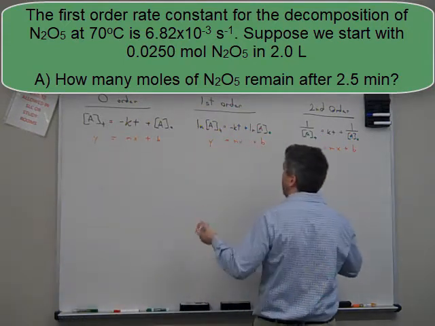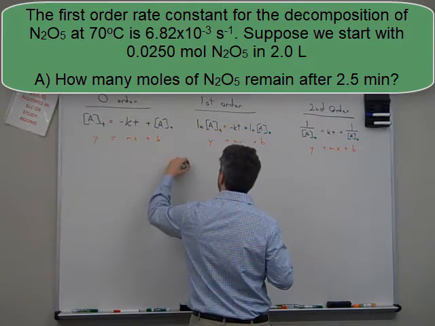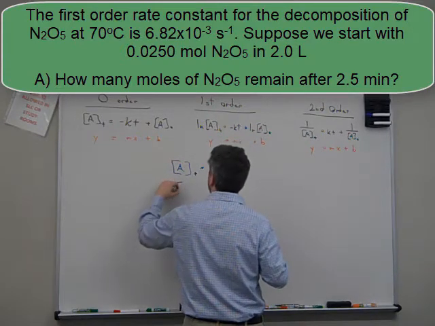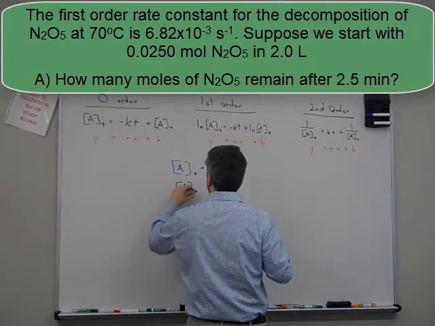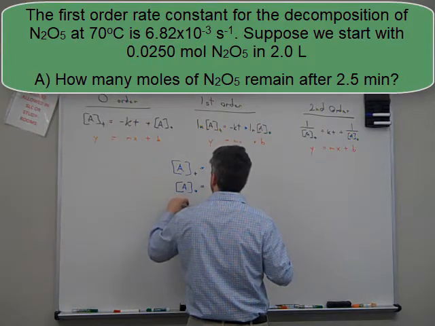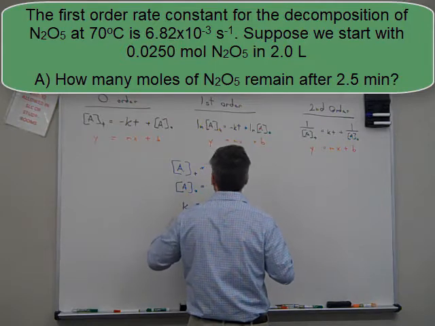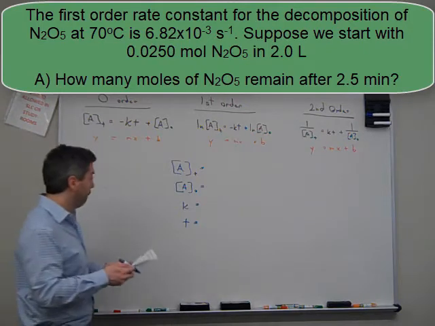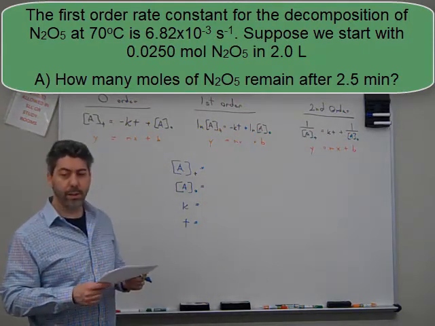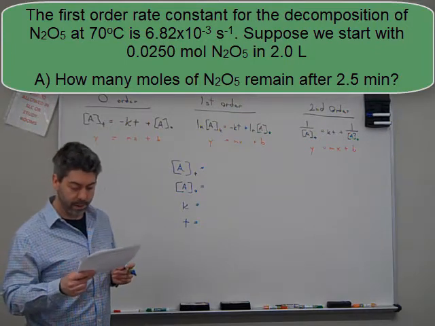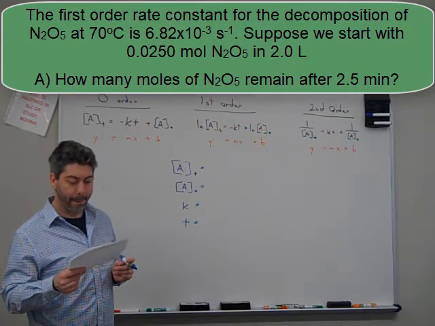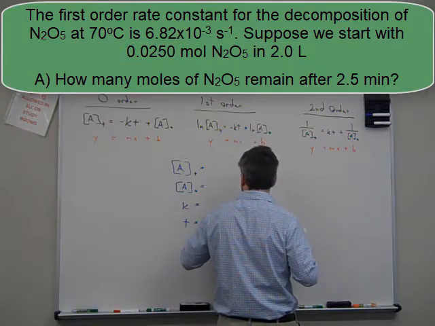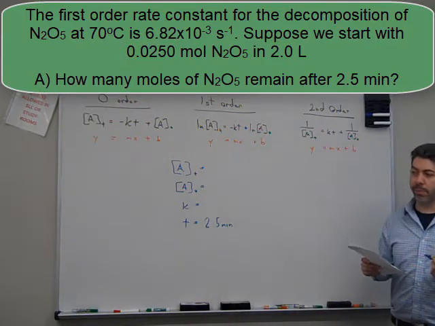So, I'm going to go ahead and list out my variables here. I have my concentration at time t, which is actually kind of what I'm looking for. And then I have my concentration initial. And then I have my rate constant k. And I have my time. And that's about it, right? So what time am I looking at? What time am I going to use here for part A? Minutes? Yeah, the 2.5 minutes, right? 2.5 min.